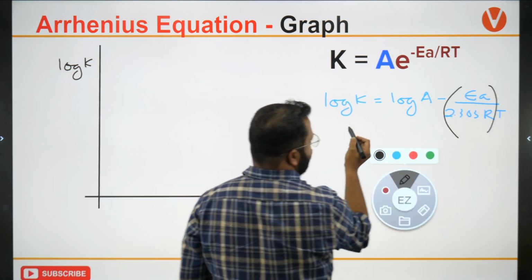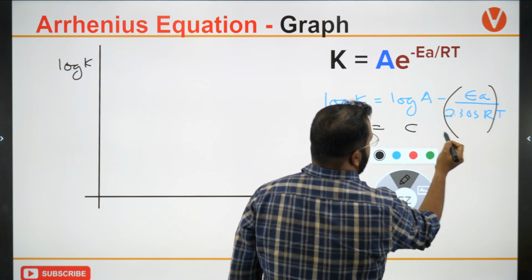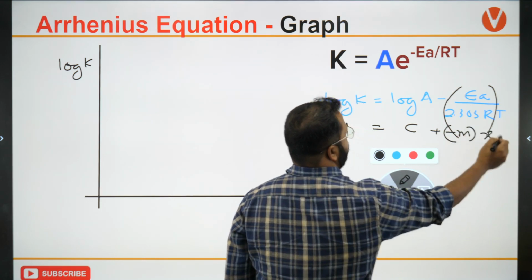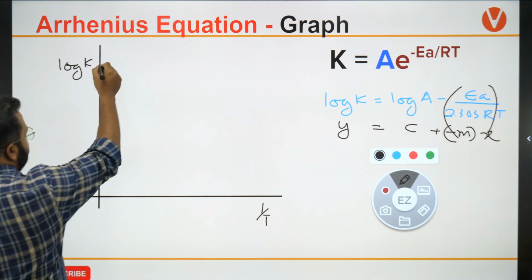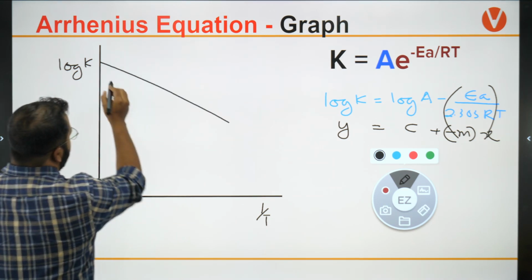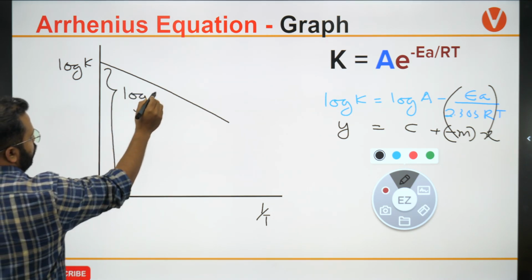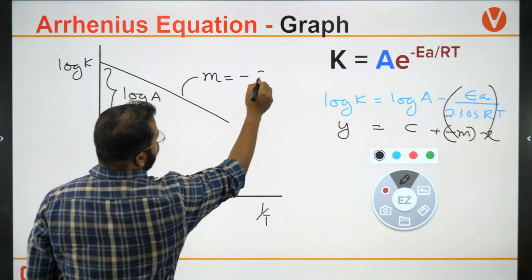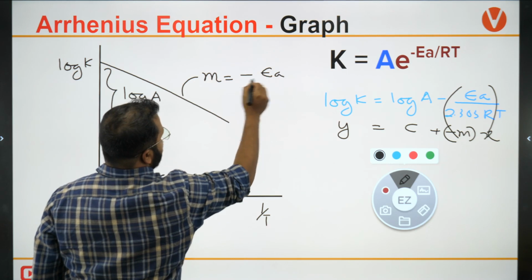This looks like the equation of a straight line, y equals c plus or minus m x. So negative slope, the intercept will be log A and m will be equal to minus Ea upon 2.303 R.